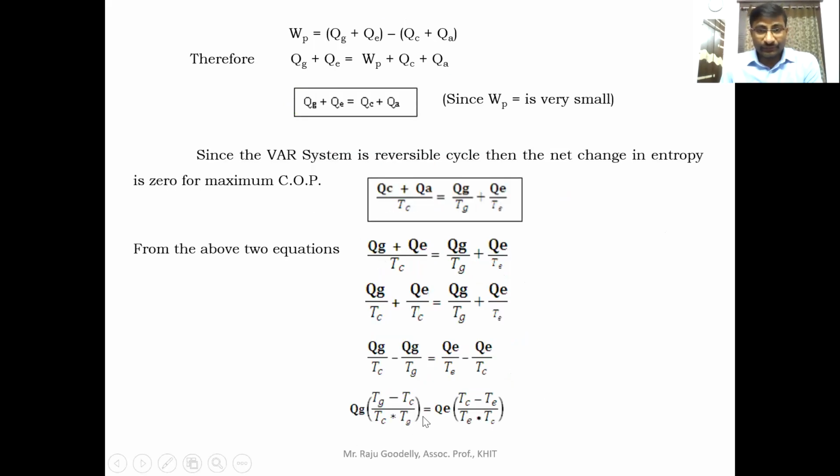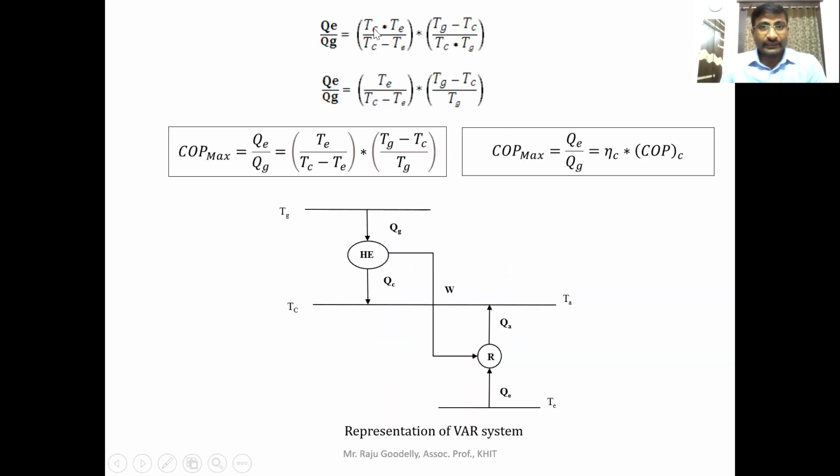In the next step, how to write QE by QG? Take this QG to the denominator on the right hand side, and TC minus TE by TE is on the left hand side. Whenever we take it to the other side, TE goes in the numerator and TC minus TE in the denominator. Clear? So we can write this as TC into TE by TC minus TE into TG minus TC by TC into TG. The TC cancels here. So QE by QG equals TE by TC minus TE into TG minus TC by TG. This is the QE by QG equation.